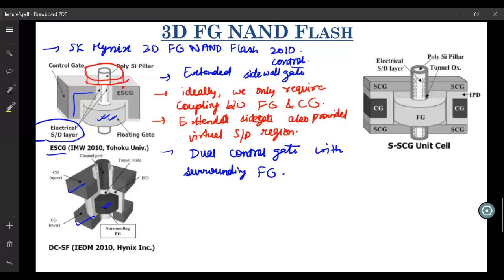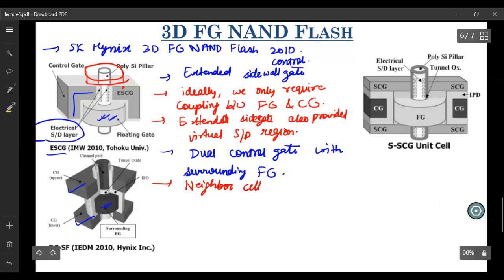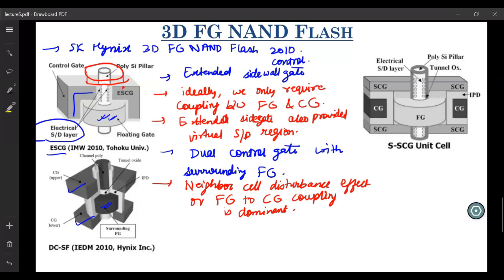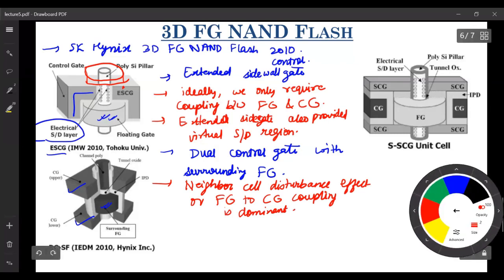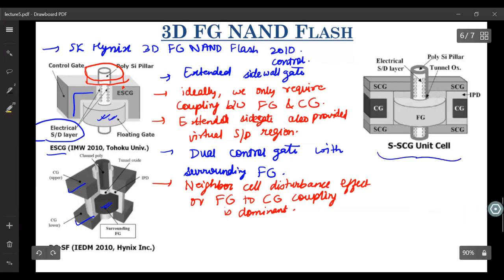However, in both these configurations, the neighbor cell disturbance effect, or what should I say, the floating gate to CG coupling of the neighboring cell, is dominant. To mitigate this coupling, what they came up with is shown on the right. This SSG unit cell. So here you have a separate control gate.